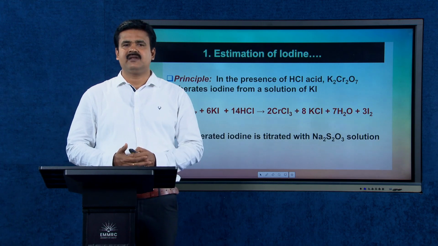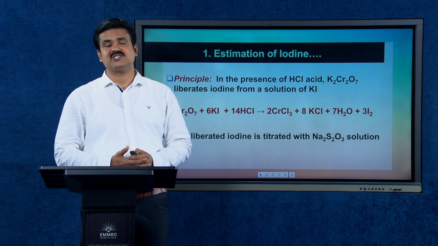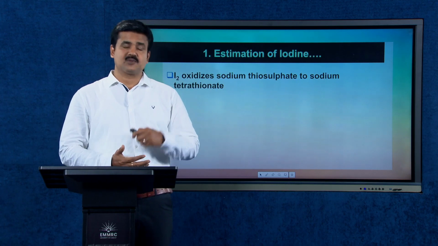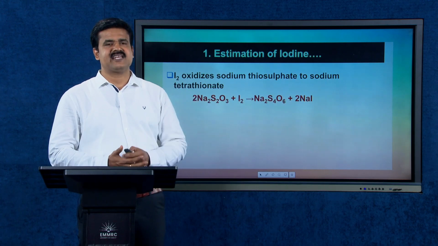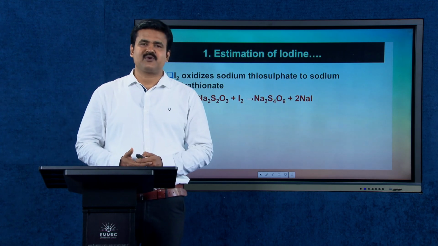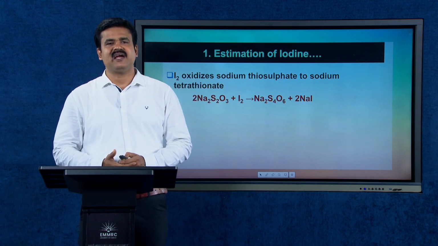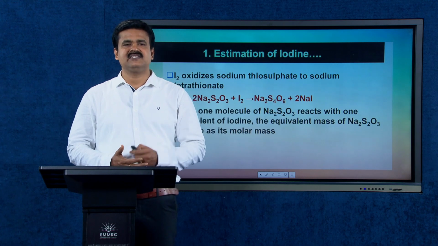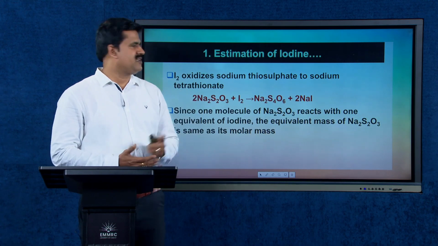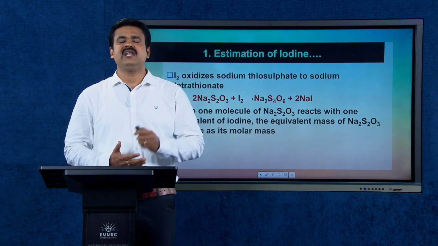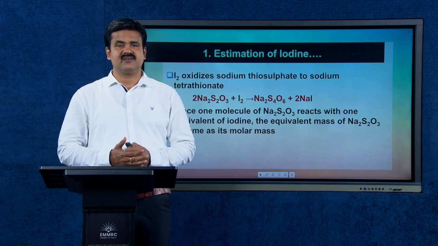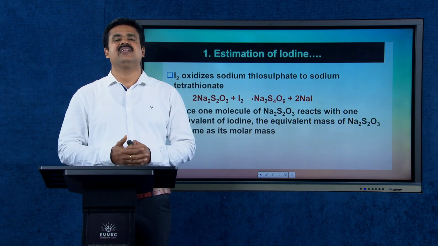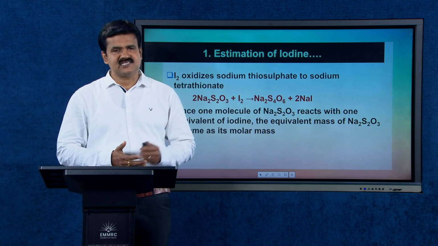This liberated iodine can be titrated with Na2S2O3 solution, or sodium thiosulfate solution. Iodine oxidizes sodium thiosulfate to sodium tetrathionate as per this reaction: 2Na2S2O3 + I2 produces Na2S4O6 + 2NaI. This reaction is very, very important as far as the titrations involving iodine are concerned. And since one molecule of Na2S2O3 reacts with one equivalent of iodine, the equivalent mass of Na2S2O3 is the same as its molar mass.